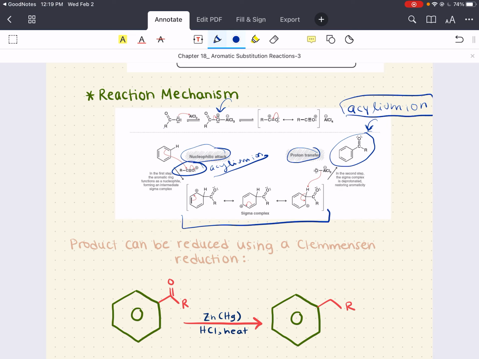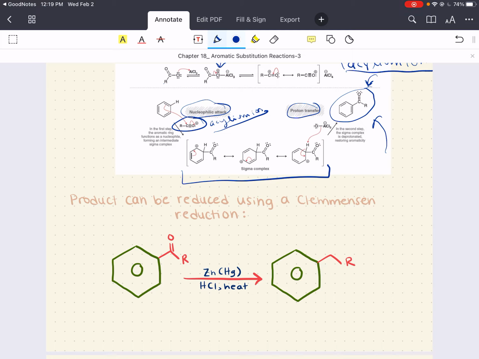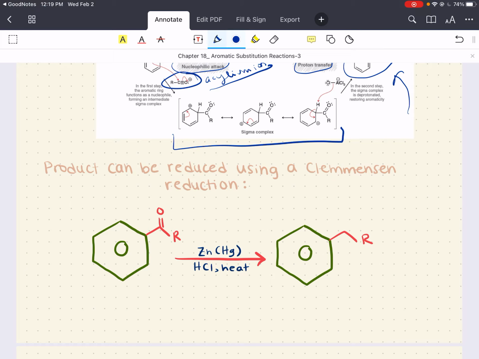Now, when you have your product for Friedel-Crafts acylation, it can actually be reduced further. It can be reduced using a Clemmensen reduction. All right, in the presence of hydrochloric acid and amalgamated zinc, all right, the carbonyl group here is completely reduced and replaced with 2 hydrogen atoms. All right, so this is very important.